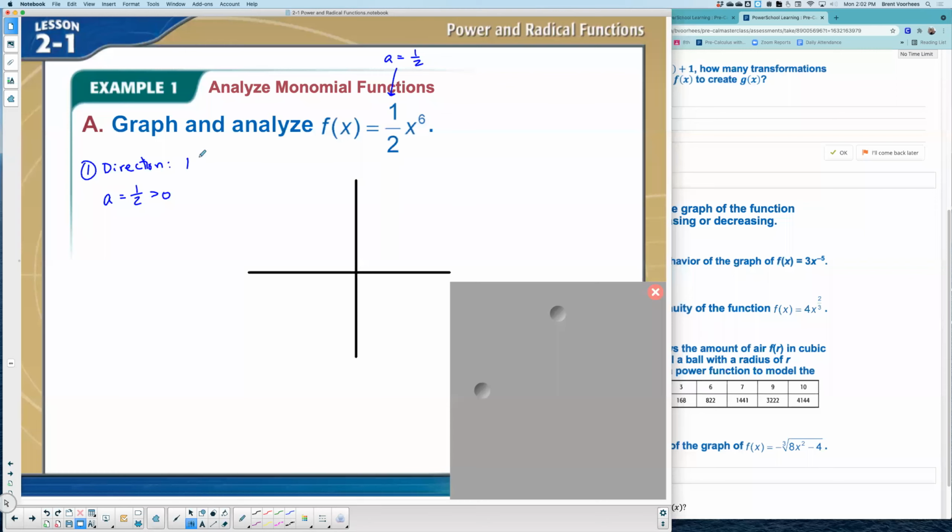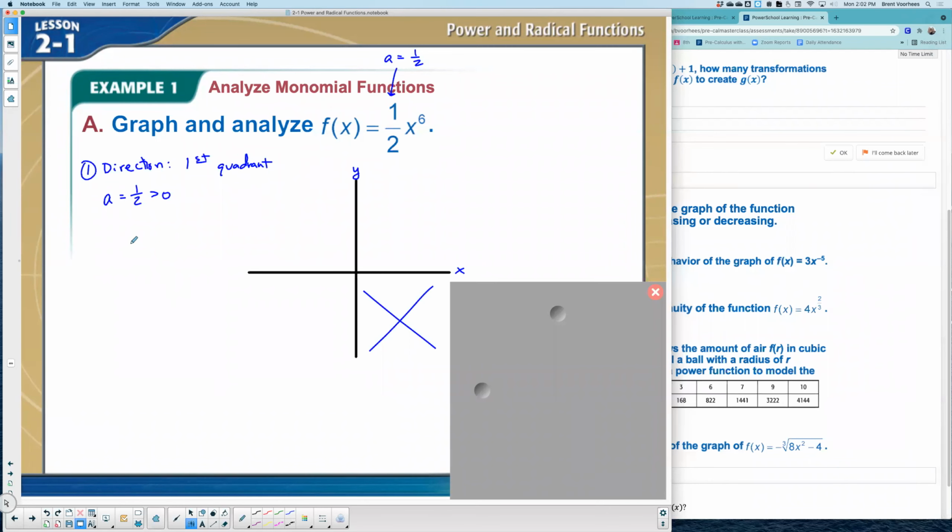So this direction, it's going to be in the first quadrant because A is greater than 0. So what I'm going to do is draw an X to the fourth quadrant. This graph will not be in the fourth. It'll be in the first because my graph is positive. That's rule 1.